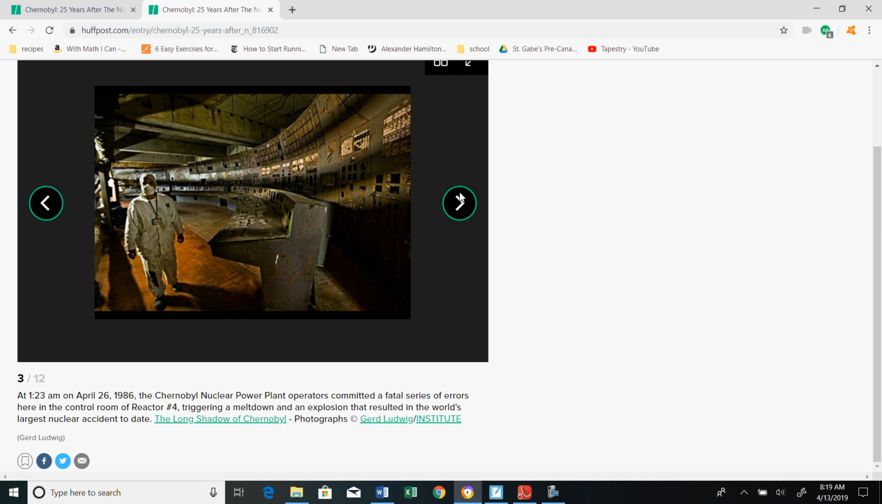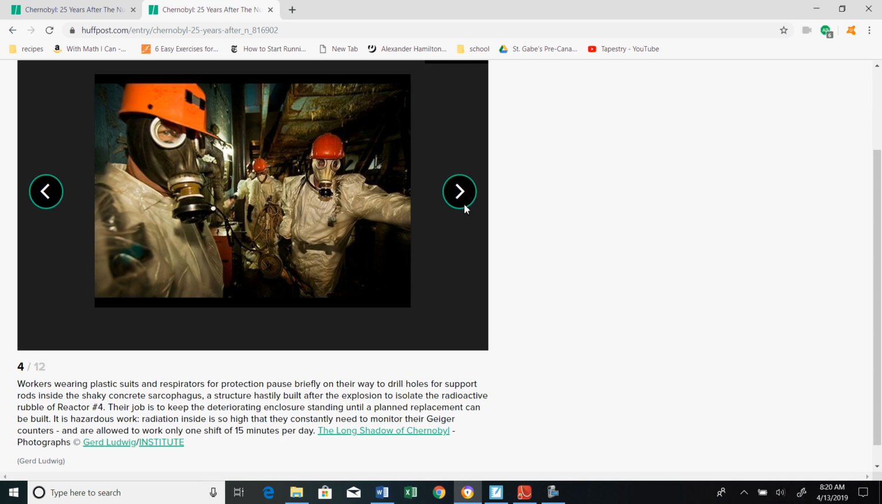So here's what exactly happened. At 1:23 a.m. on April 26, 1986, the Chernobyl nuclear power plant operators committed a fatal series of errors here in the control room of reactor 4, triggering a meltdown and an explosion that resulted in the world's largest nuclear accident to date. Now, that was in 2011. Since then, there's been another very, very serious nuclear accident in Japan, maybe about 5 years ago or so.